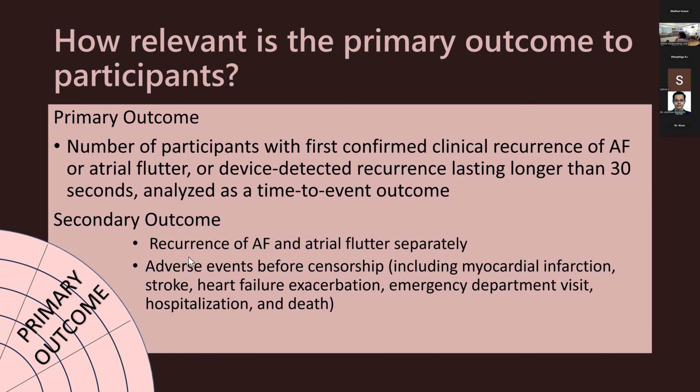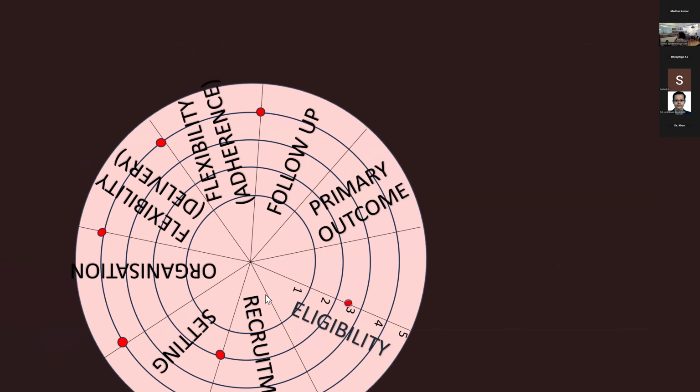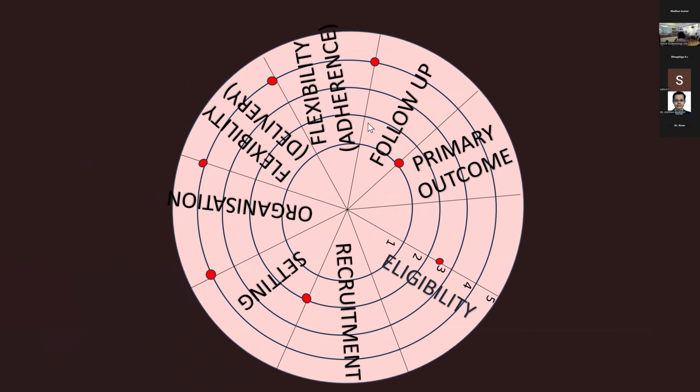Secondary outcomes which they looked at are recurrence of atrial flutter and atrial fibrillation separately, and adverse events like MI, stroke, heart failure exacerbation, emergency department visits, hospitalization, and death. So this looks more explanatory, so I gave a score of 1.